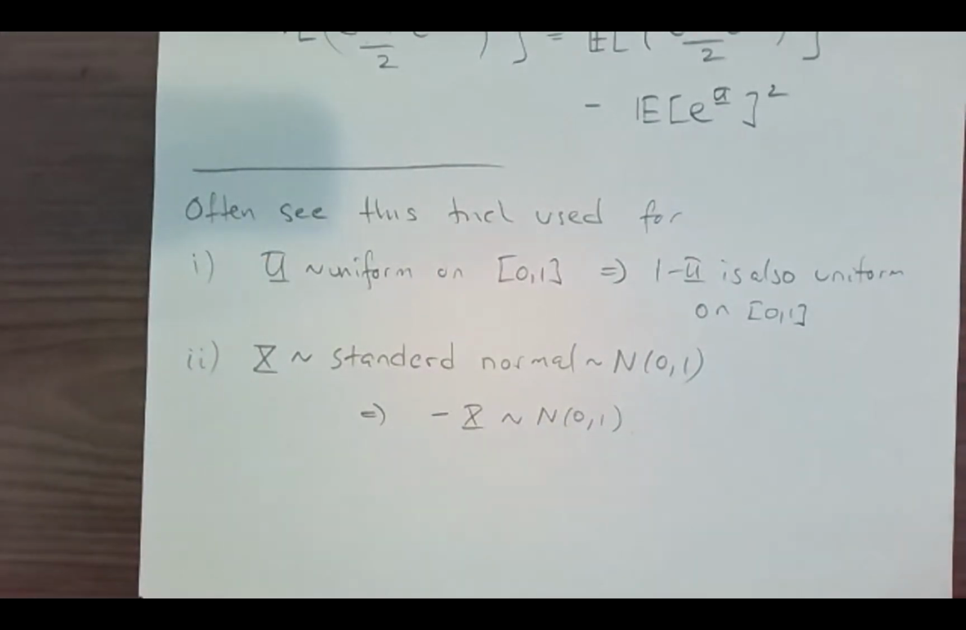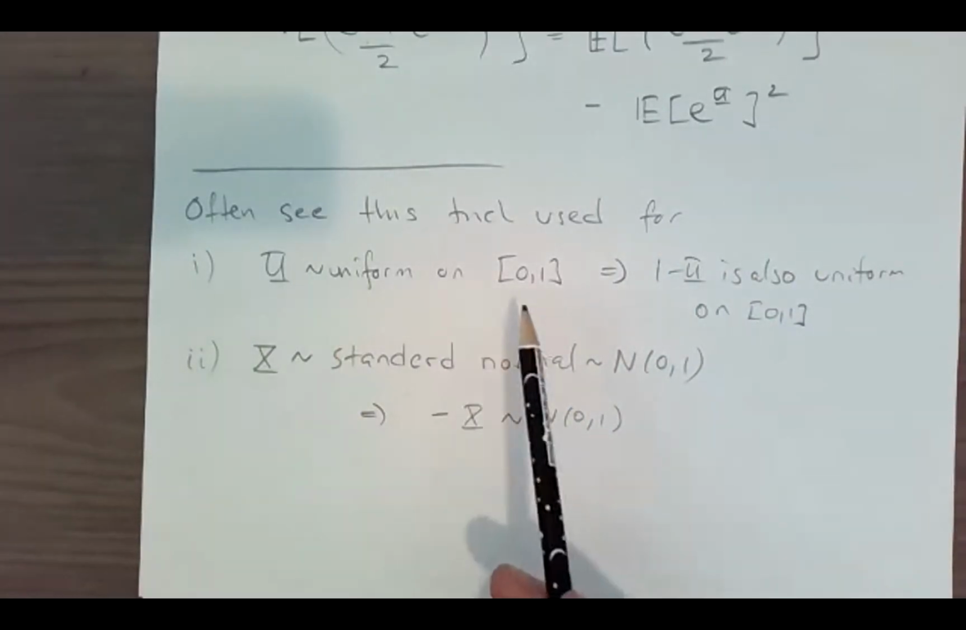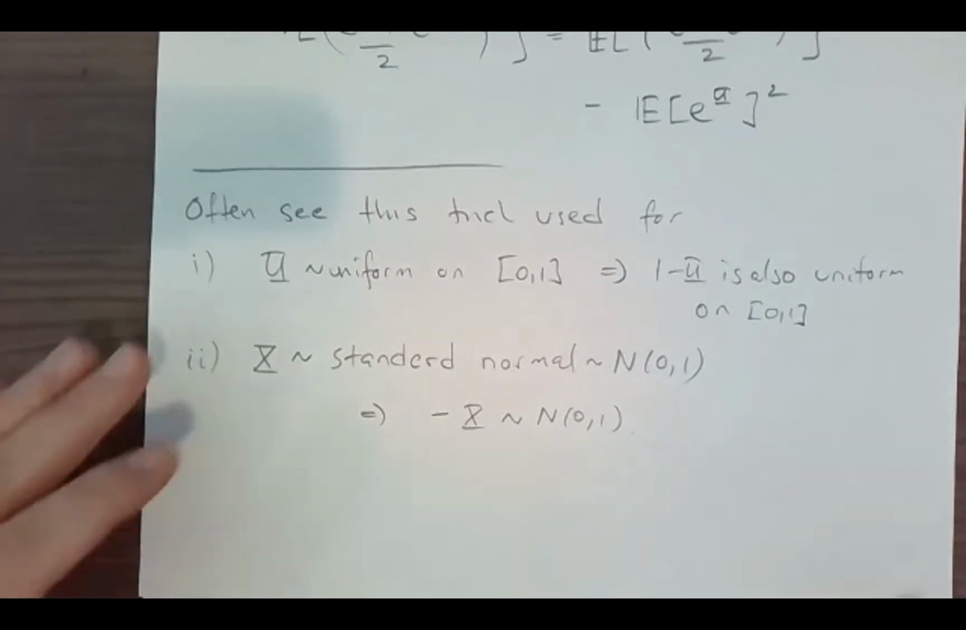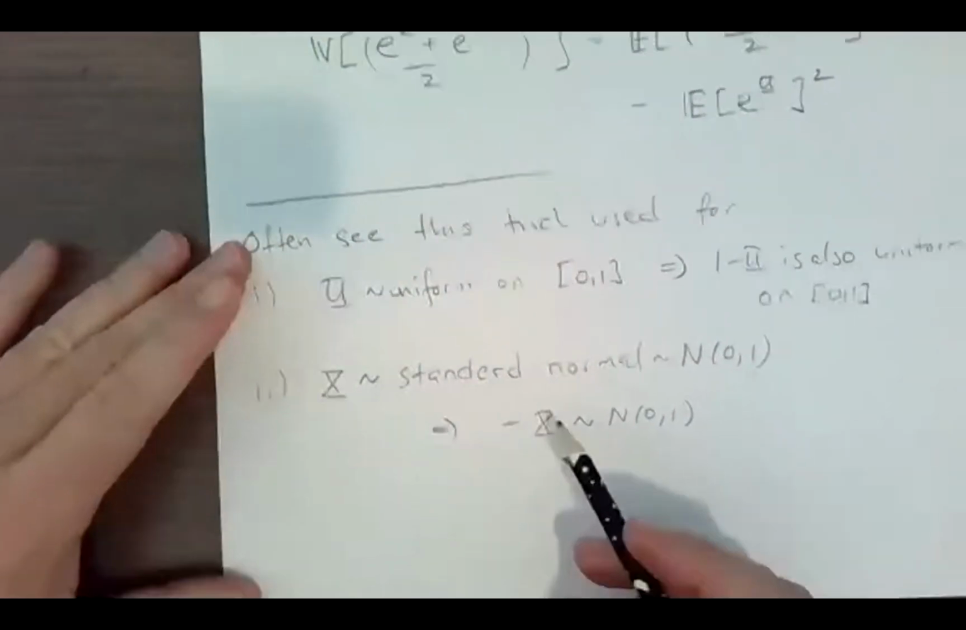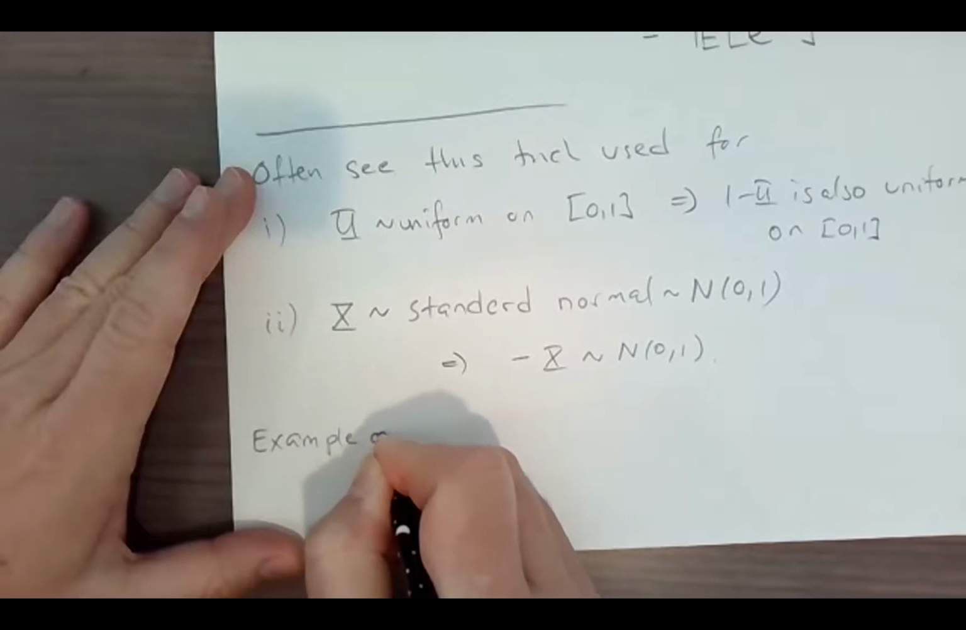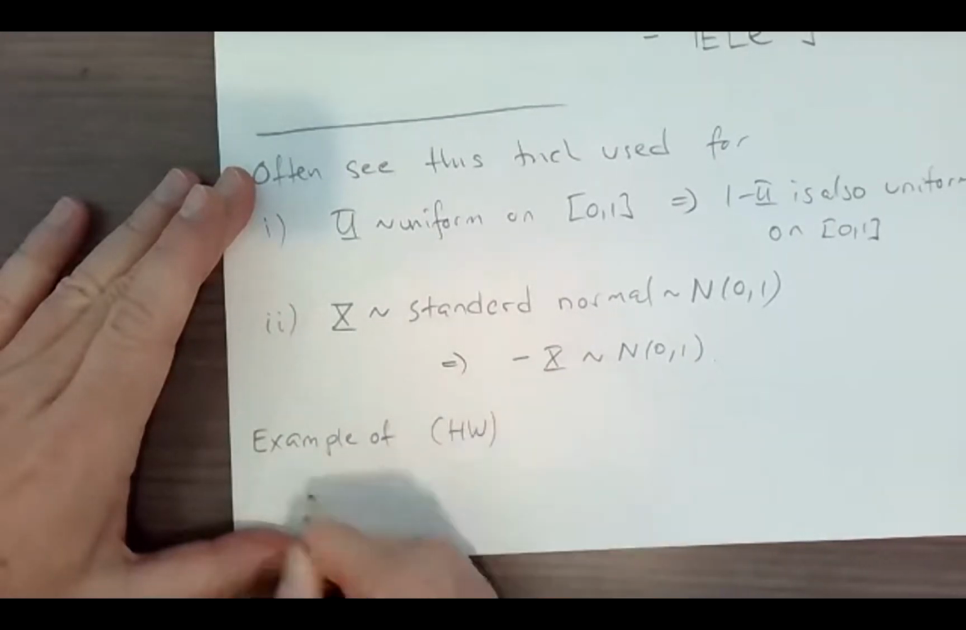So you see these two settings here. You have a uniform or you have a standard normal. You'll see this trick being used. For example, an example of the latter, an example of 2, and this is also going to be in your homework.